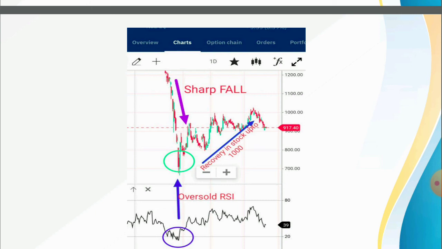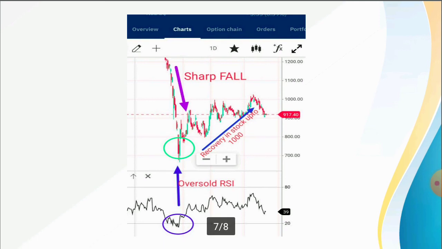Limitation of RSI. Is it as simple as buying the stock when RSI goes below 20 and selling it when it goes above 80? The answer is yes, it's that simple, but we have one limitation here. Let's see the example.